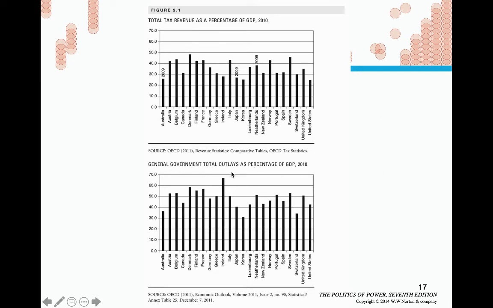Government outlays, so this is government expenditure as a percent of GDP. Here the number is a little higher, it's above 40%. Other big spending states like your Sweden and your Ireland, the government accounts for a lot more. So that tells you that the government is more involved directly in the economy in these other countries than in the United States.